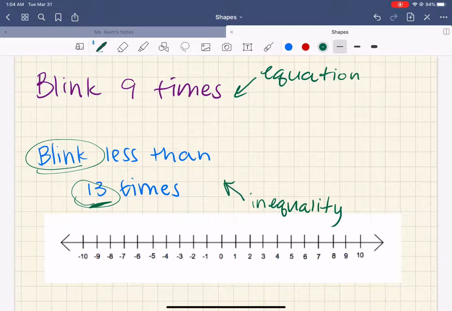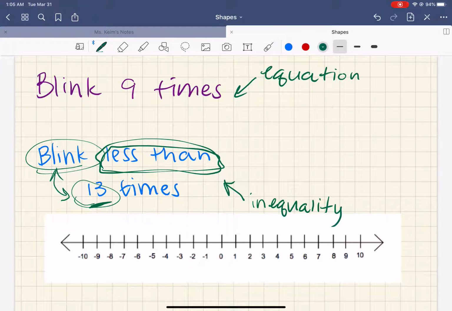But once again, the point here is that an inequality represents a comparison where there is more than one possible value that makes it true. This is a comparison between blinks and number of blinks, where the only number of blinks I can choose is 9. This is a comparison between blinks and 13, where it could be many numbers, as long as it's less than 13.